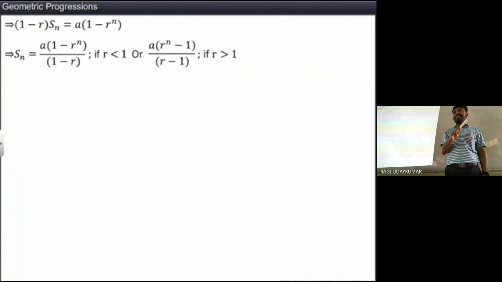So this is the formula for finding the sum of the n terms if r is less than 1. What is the sum of the n terms if r is less than 1? a into 1 minus r to the power of n divided by 1 minus r. If r is greater than 1, we get r minus 1 in the denominator and r to the power of n minus 1 in the numerator; take the minus common and check. If r is less than 1, it is a into 1 minus r to the power of n by 1 minus r. If r is greater than 1, it is a into r power n minus 1 by r minus 1.